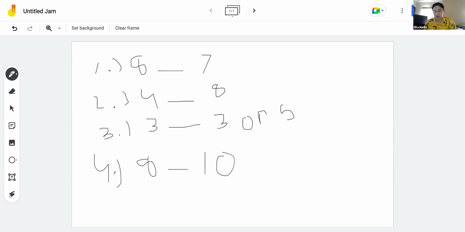So 8 is greater than 7. Okay, I'll go over the answers. So number 1, 8 is greater than 7. Okay, and then number 2, 4 is less than 8. Just let me know if you have any problems, but I'm just gonna say the right answer. Okay, so number 3, we're gonna have 3 is less than or equal to 3 or 5, and then number 4, 8 is less than 10.